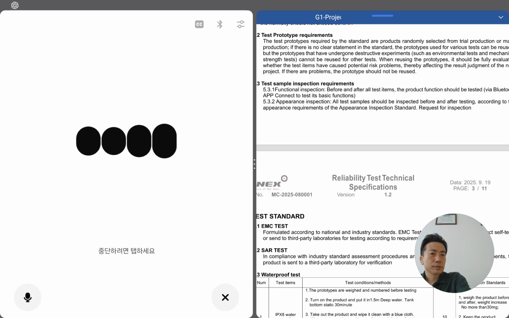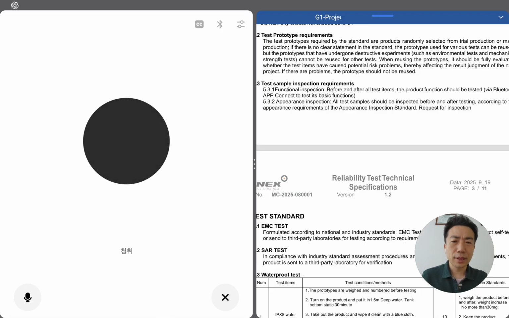Two notes to help you sound extra clear in a meeting. The phrase request for inspection reads like a leftover fragment. In natural English, you can fold it in. A smooth professional version would be according to the Appearance Inspection Standard, inspection requested, or according to the Appearance Inspection Standard, an inspection is required. Want me to read the polished version slowly so you can shadow it?